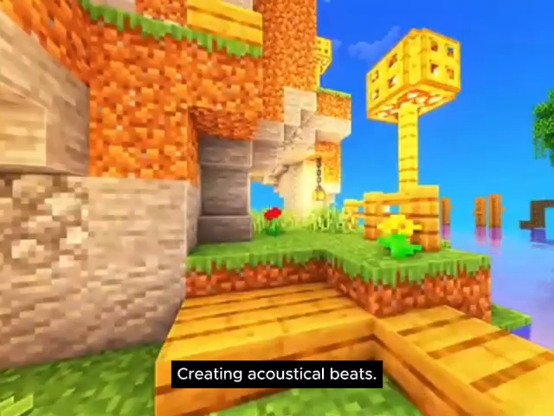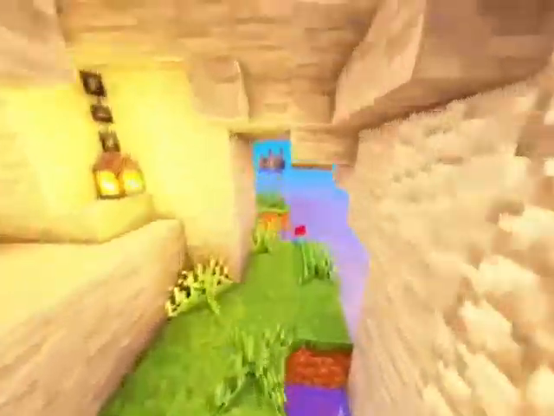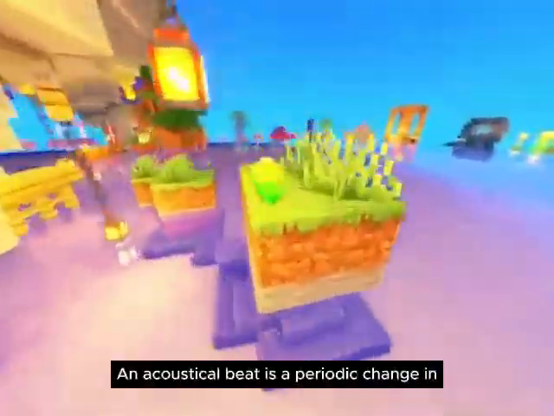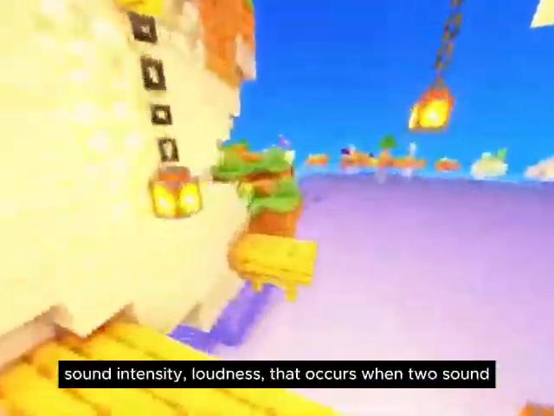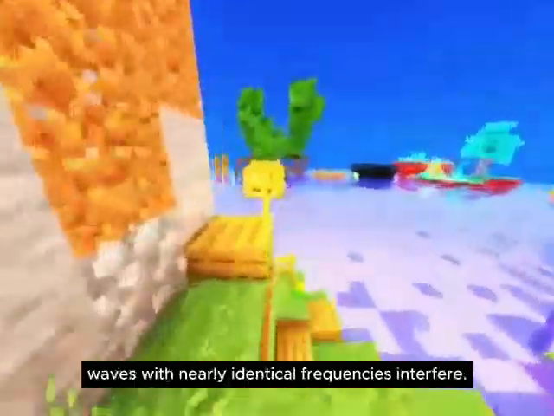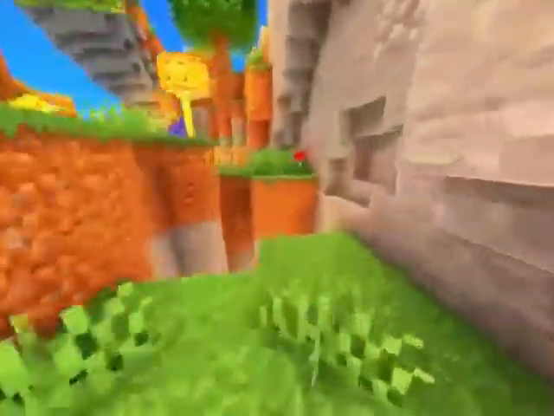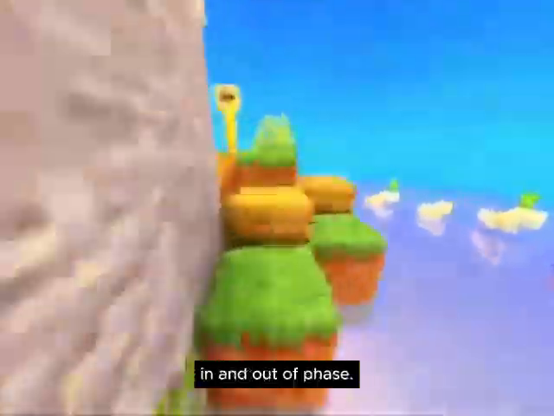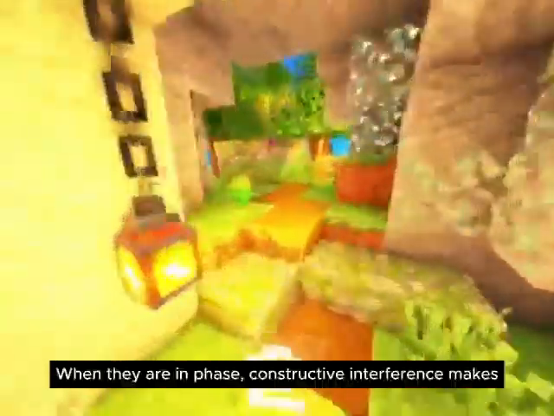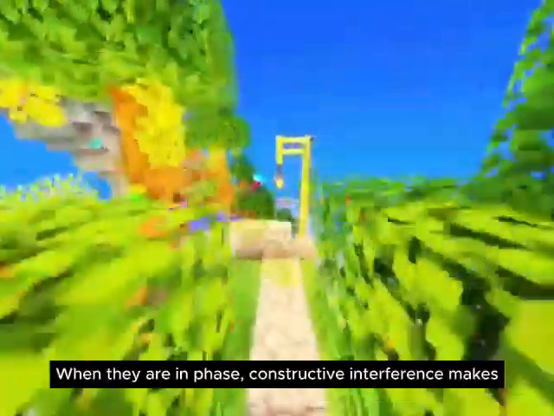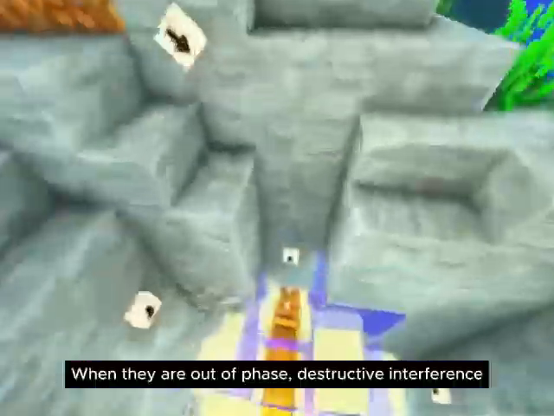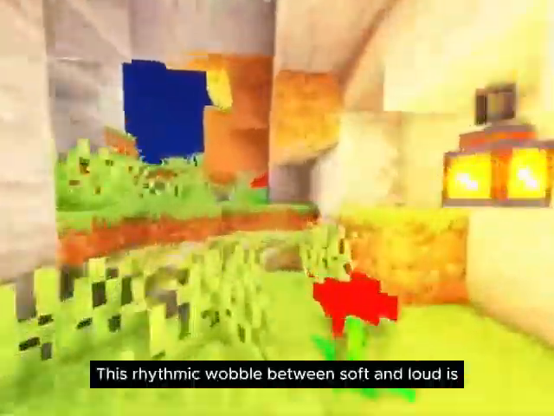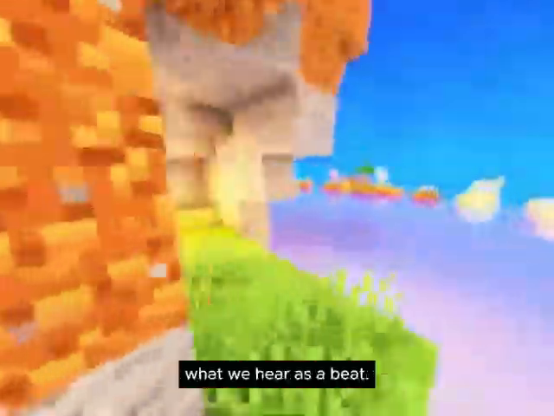9.3 Beats, Summary 1: Creating acoustical beats. An acoustical beat is a periodic change in sound intensity, or loudness, that occurs when two sound waves with nearly identical frequencies interfere. As these waves travel together, they continually drift in and out of phase. When they are in phase, constructive interference makes the sound louder. When they are out of phase, destructive interference makes it softer. This rhythmic wobble between soft and loud is what we hear as a beat.